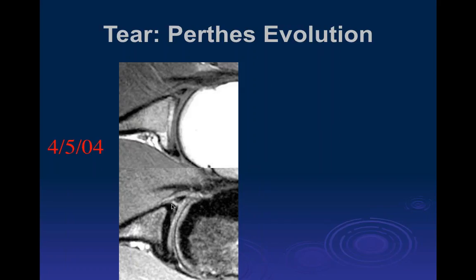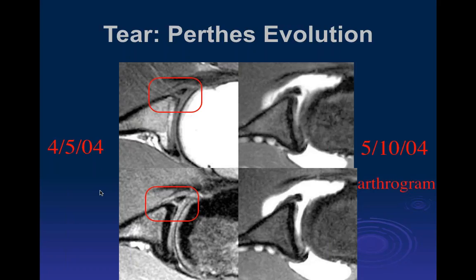And most musculoskeletal radiologists would want to call this a Perthes lesion, but as John was saying, that's really not an important distinction to make. But notice how thin the periosteal attachment is here. So this is on 4504. Now we're going to scan the patient about 5 weeks later. And what do you see here?